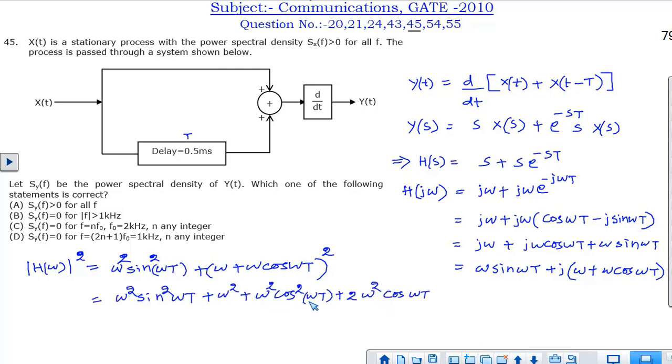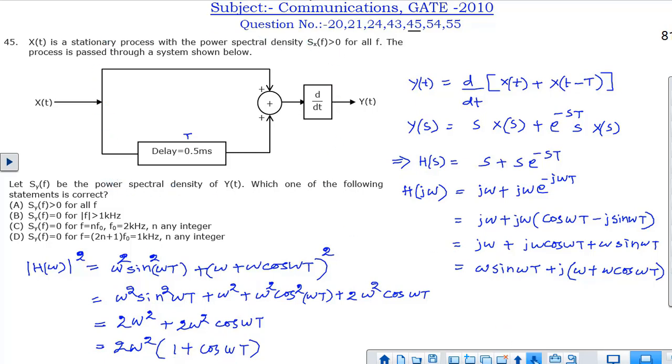Here if you see, this is omega square cos square omega t, this is omega square sin square omega t. So if you take omega square common, then sin square omega t plus cos square omega t will become equal to 1. So we can write 2 omega square, because this is omega square and these two terms also will give another omega square. So 2 omega square plus 2 omega square cos omega t. Further, if you take 2 omega square common, then we will have this expression. This is nothing but the transfer function of this total system.